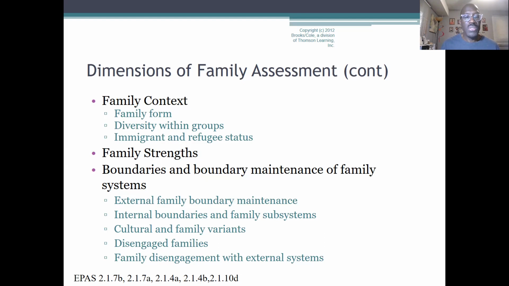And then also to really look at boundaries. What are the external boundaries? What are the internal boundaries inside of the family subsystem? Who connects with who? What are the rules, whether they're spoken or unspoken? How does culture impact that particular piece?